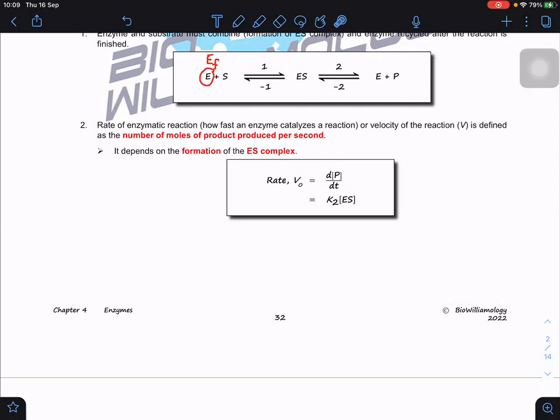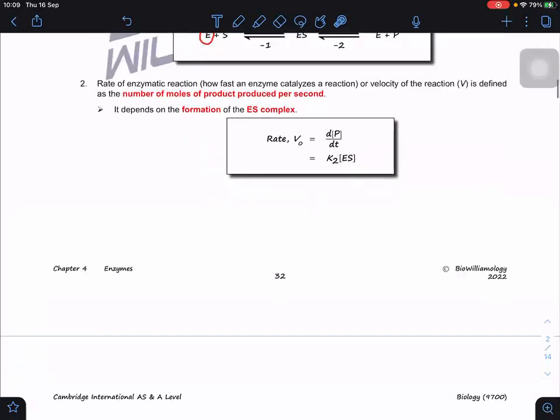So according to the rate of reactions, with this rate constant, V naught also equals K2[ES]. Okay, so we're going to use this K2[ES] now to derive the Michaelis-Menten equation. For today, we're going to look at how the Michaelis-Menten equation can be derived, and why the Michaelis-Menten constant, the Km, actually represents the affinity of the enzyme for its substrate.